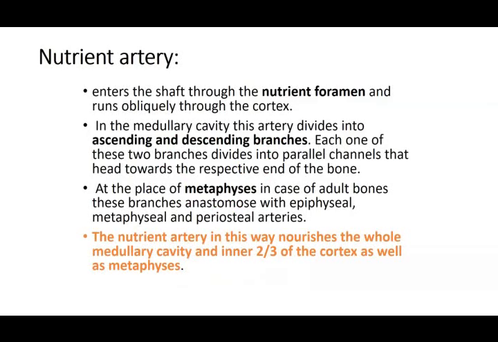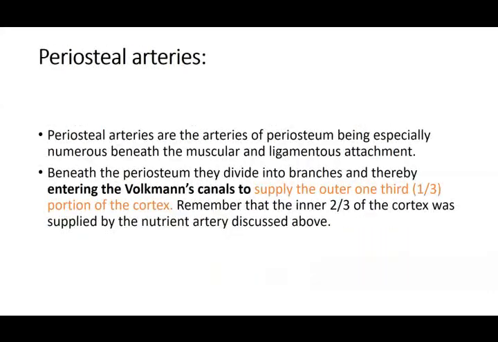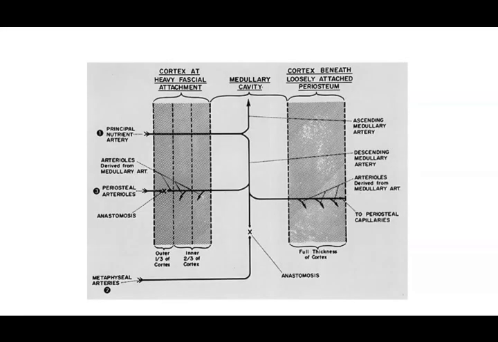Then the nutrient artery through the foramen gives ascending and descending branches, which anastomose with the epiphyseal and metaphyseal vessels. The nutrient artery in this way nourishes the whole medullary cavity and the inner two-thirds of the cortex as well as the metaphysis. I'll show you a diagram above. If you see this, this is the nutrient artery which is entering the main artery, and then it is dividing into an ascending and a descending branch.